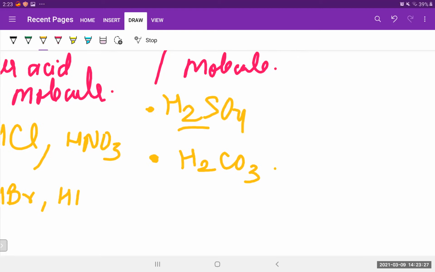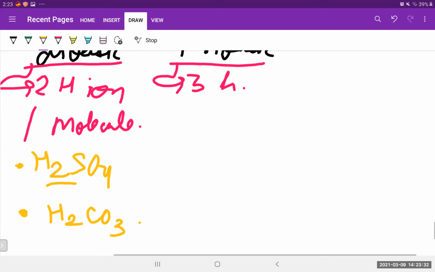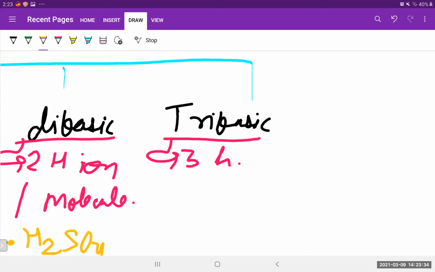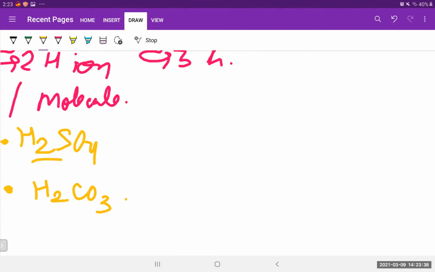So let's move on to the next one. The next one was having three, like phosphoric acid. Many of you must be knowing. Who will tell me the formula of phosphoric acid? H3PO4. Very good. It's H3PO4.